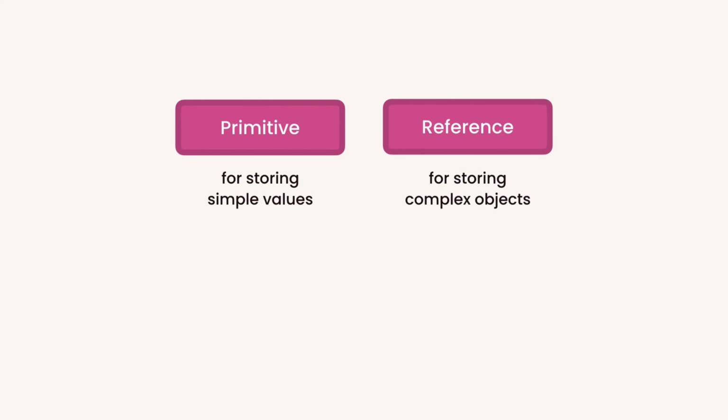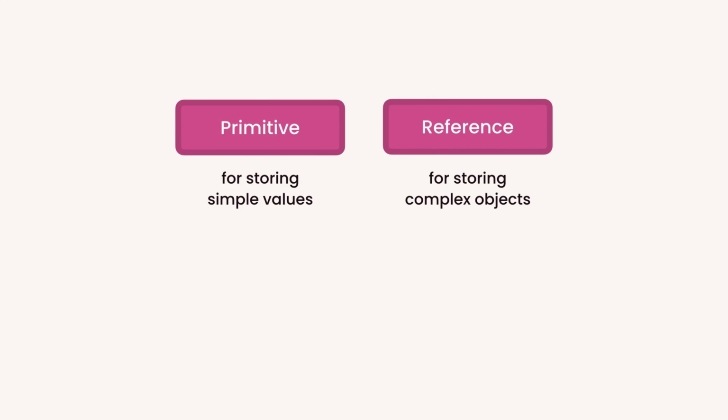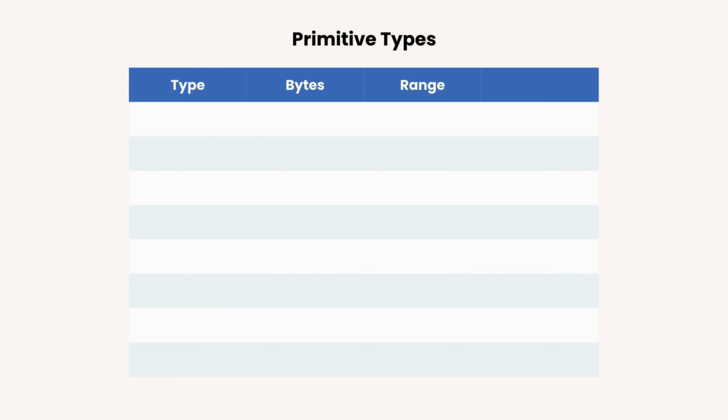In this tutorial, we're going to talk about various types in Java. Basically, we have two categories of types. We have primitive types for storing simple values and non-primitive types or reference types for storing complex objects. So in the category of primitive types, we have byte, which takes 1 byte of memory. And in 1 byte, we can store values from -128 to 127.